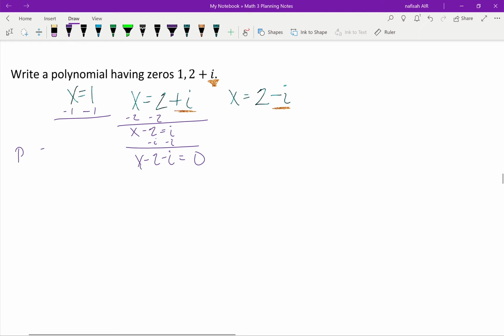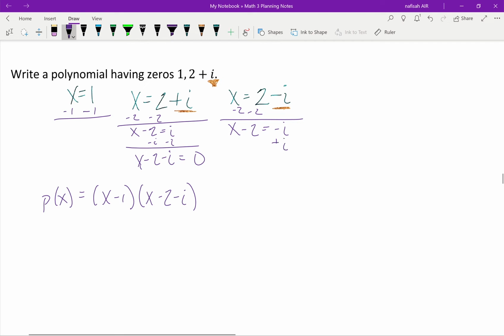Let me go ahead and scoot this down. And I'm going to do my last factor. We'll try to find my last factor, minus 2 from both sides. I'm going to add i. And that'll be my last factor. So now I just have to do the math.